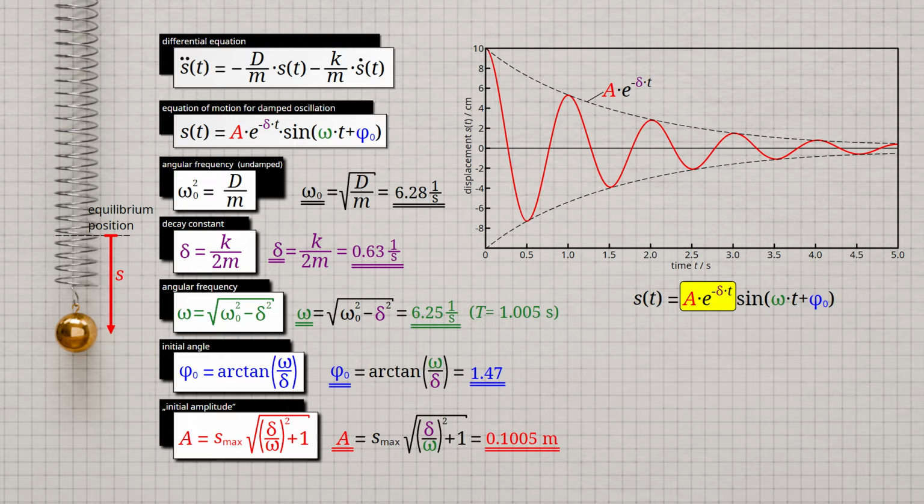Furthermore, it must be noted that the quantity A, referred to as the initial amplitude, is greater than the initial displacement Smax. One might therefore initially assume that the amplitude at the beginning of the oscillation is greater than the maximum displacement. However, this is not the case, because this apparent contradiction is compensated by the initial phase angle phi 0.